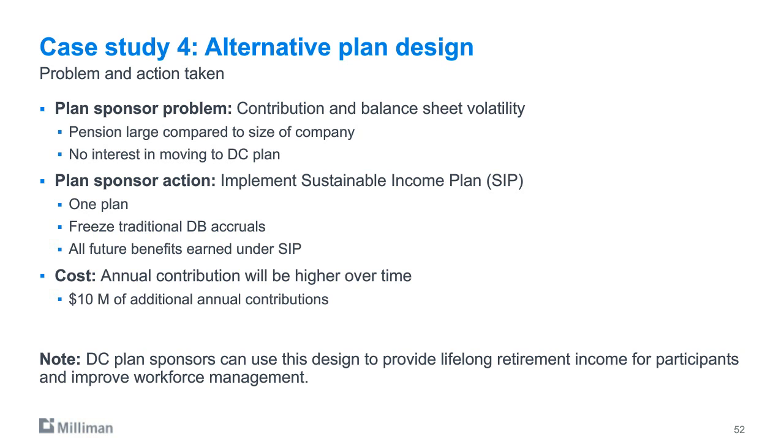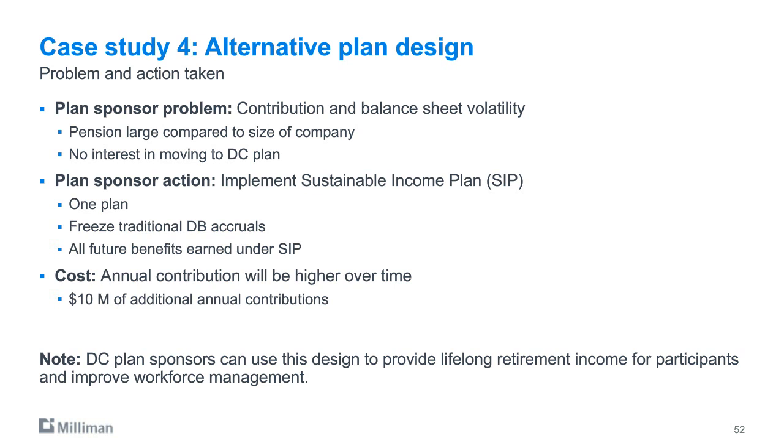This is based on several actual studies that we have done, and when we look at a whole variety of alternative plan designs, people tend to land on the sustainable income plan. They tend to adopt the sustainable income plan on some effective date, say January 1, so benefits will be earned through the traditional plan through 12/31, and then within the same plan, benefits under this new design will start January 1, and all future benefits will be earned under that new design.